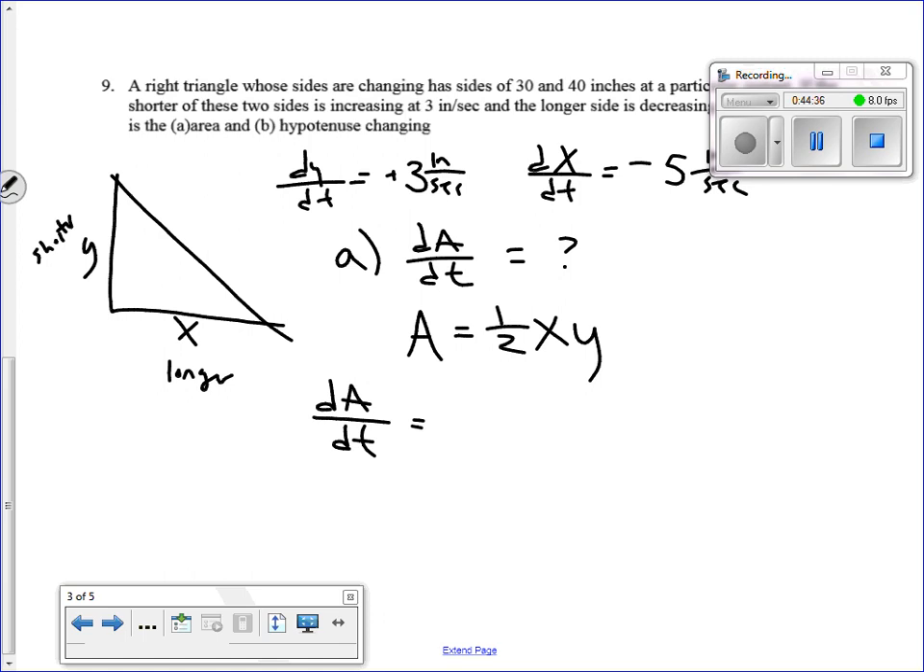You can either keep the half out or keep it as the first. I'll keep it with the first this time. So let's say that x is my first when I use the product rule, and the y is my second. You could just pull the half out and just do the product rule with x as the first and y as the second. I'll just do it this way. So we have first times derivative of the second with respect to t plus the second times the derivative of the first.